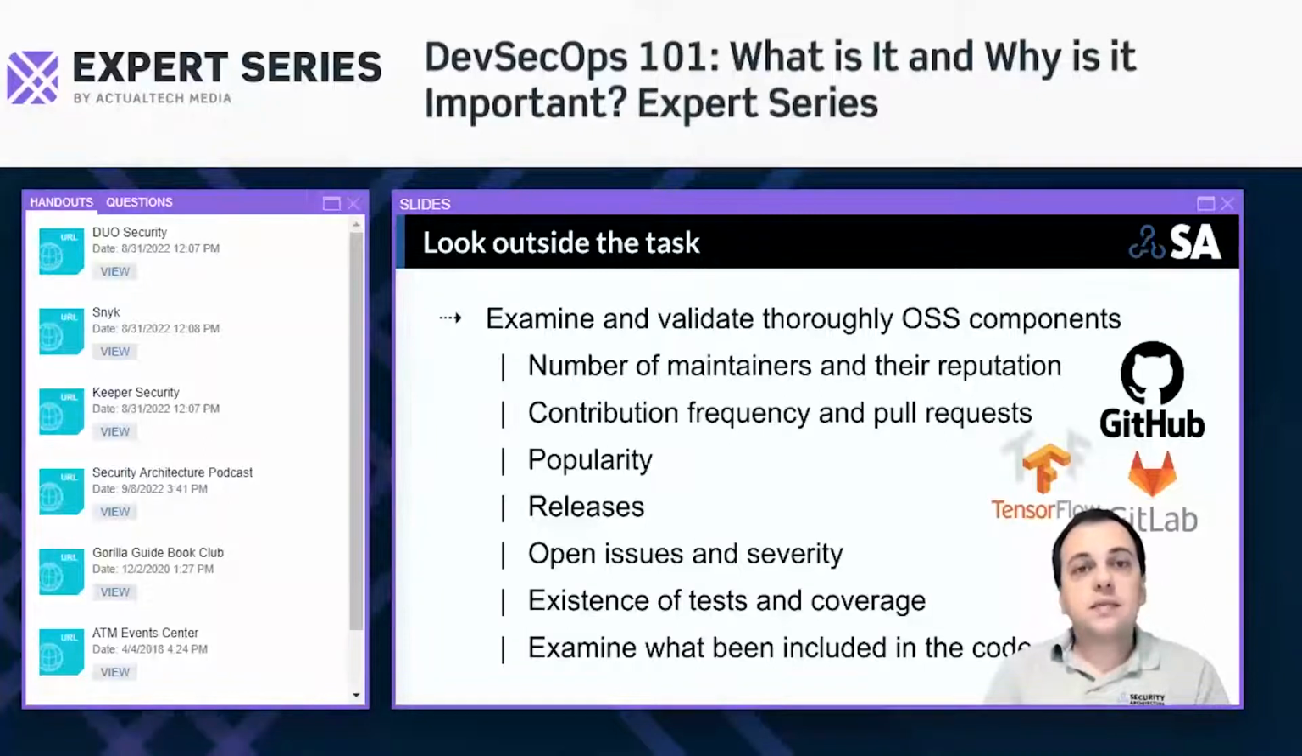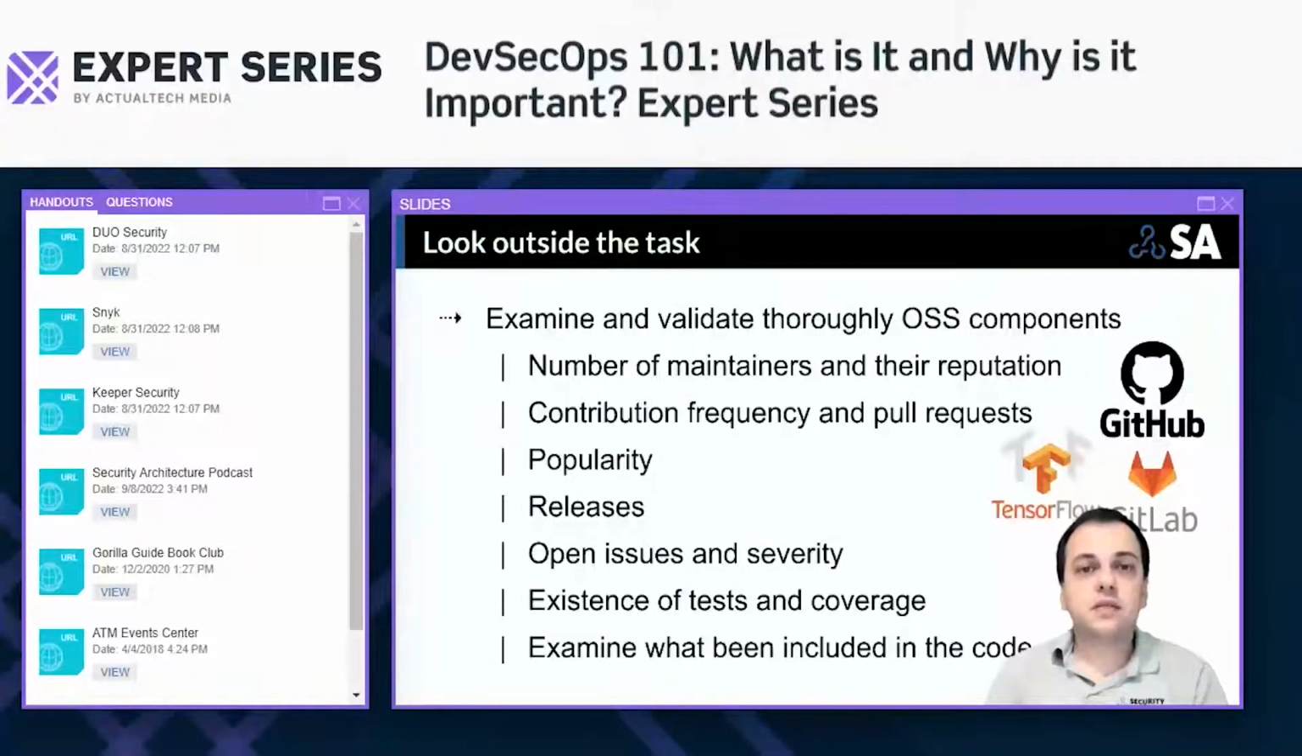First of all, let's examine and validate the OSS component we are about to include and use in our project. One of the things I'm looking at is the number of maintainers and their reputation on GitHub or other open source repositories. I'm looking at the frequency of contributions and open and accepted pull requests. Another thing that I'm looking at is popularity. As an example, on the NPM repository, how many times the specific NPM module has been downloaded.